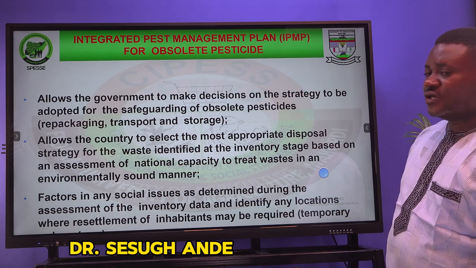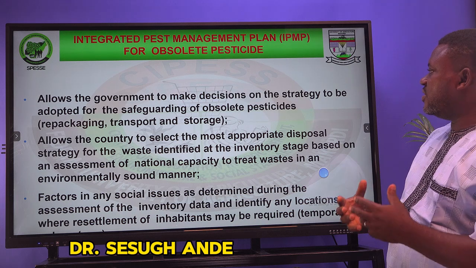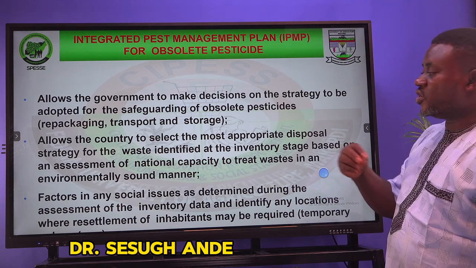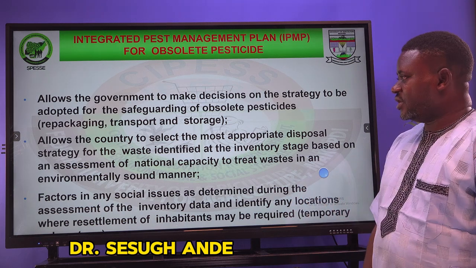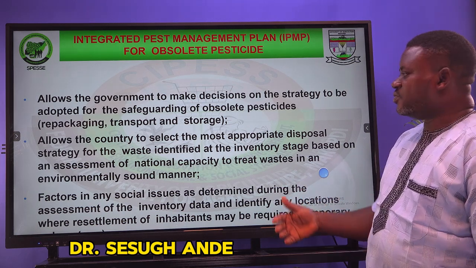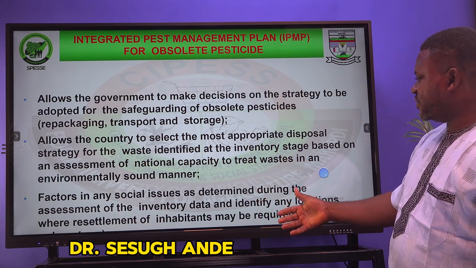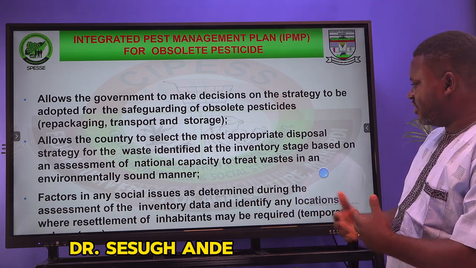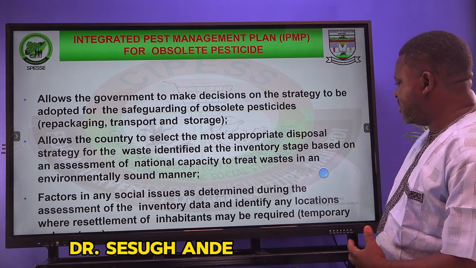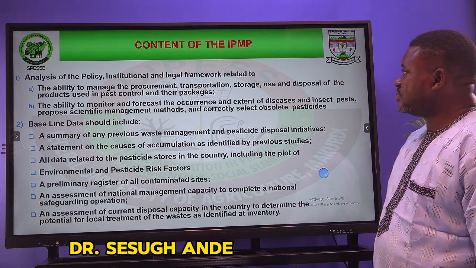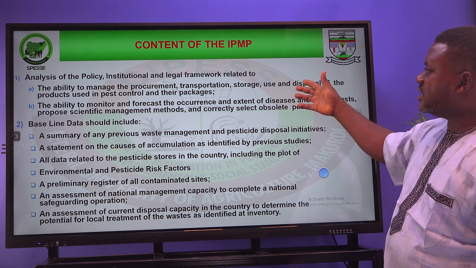Then the third tool that is used is the integrated pest management plan. Here it allows the government to make decisions on the strategy to be adopted for the safeguarding of obsolete pesticides, repackaging, transport, and storage. It allows the country to select the most appropriate disposal strategy and so on. It also factors in any social issues as determined during the assessment of the inventory data and identifies any locations where resettlement of inhabitants may be required. That's the content of the integrated pest management plan.